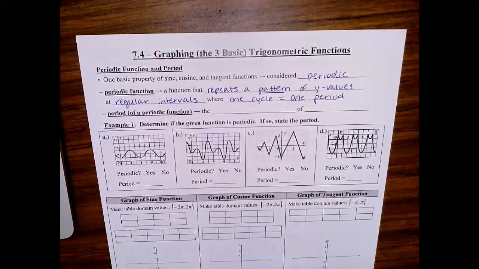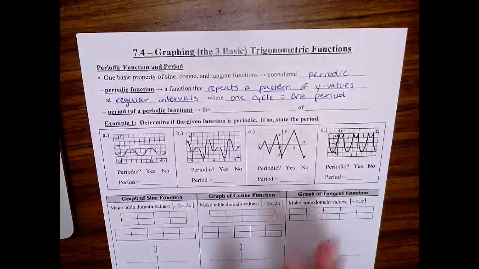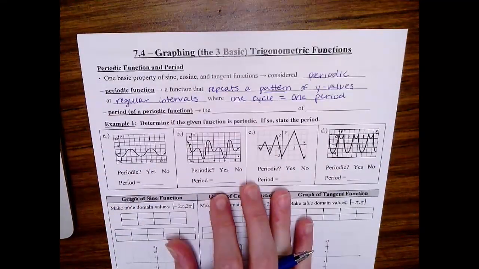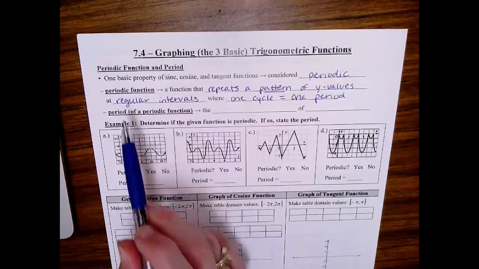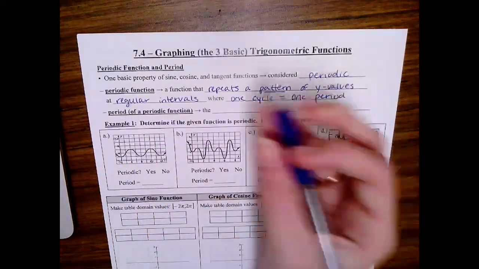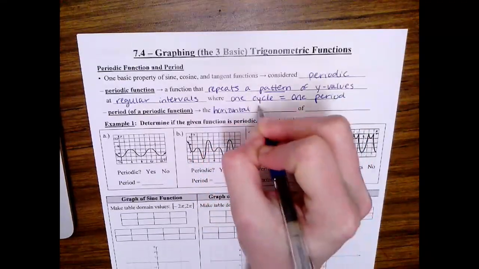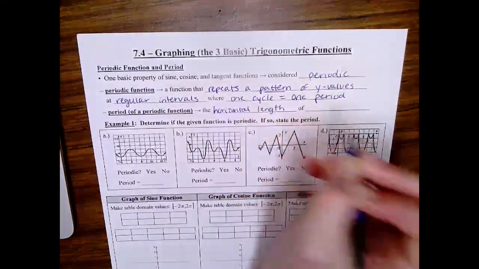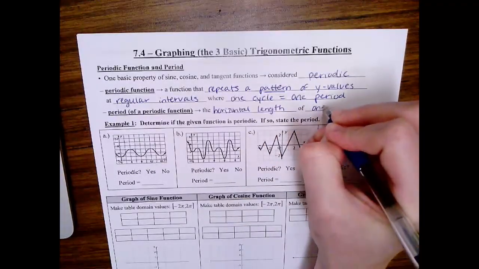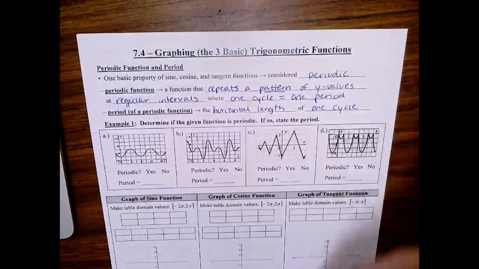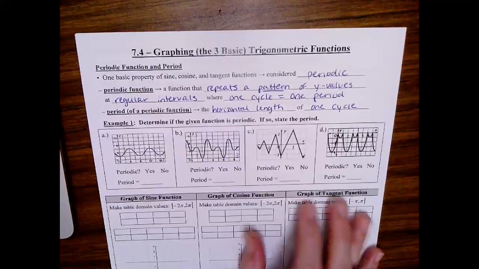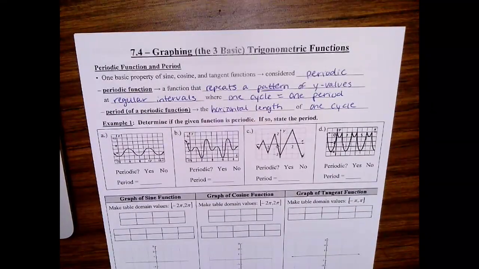Okay, so you can kind of see the pictures down here and what we're going to be talking about, these being periodic or not. The period of a periodic function is the horizontal length of one cycle. Make sure you get all that copied down.